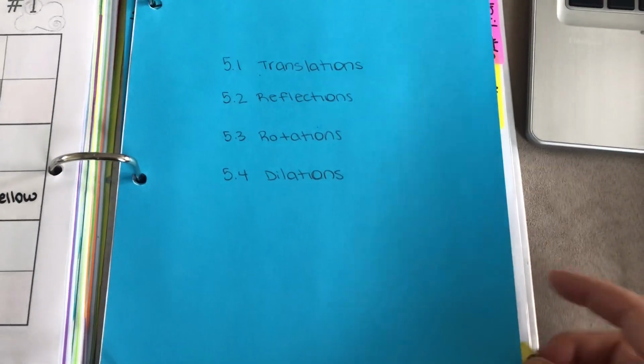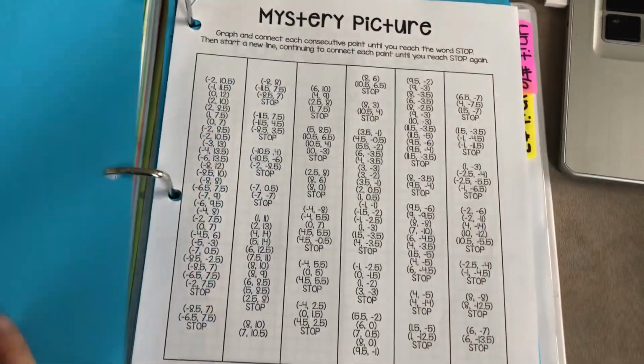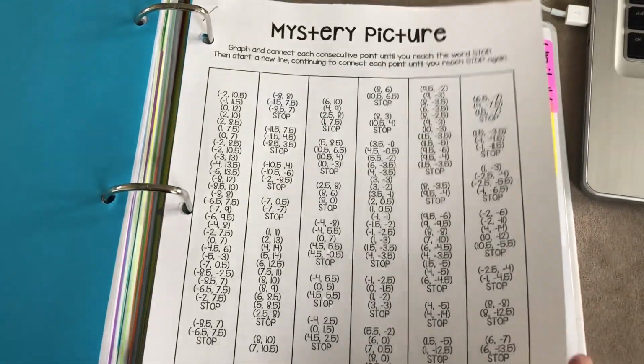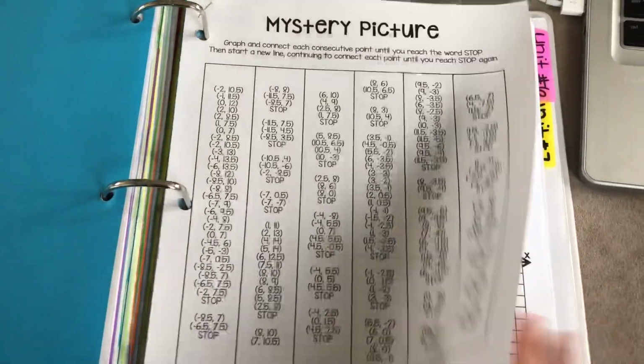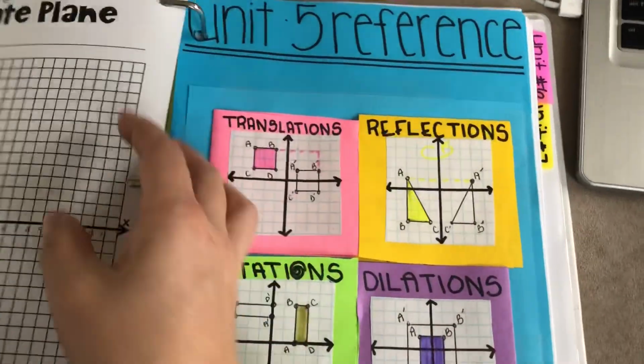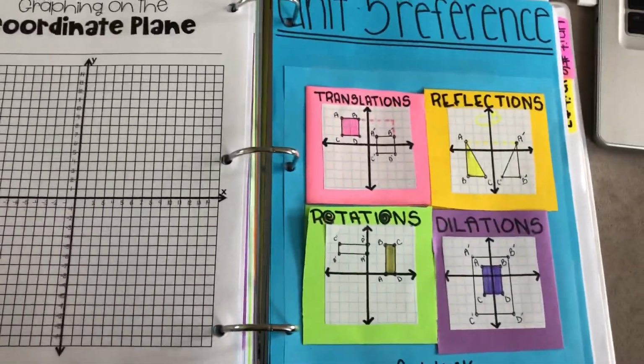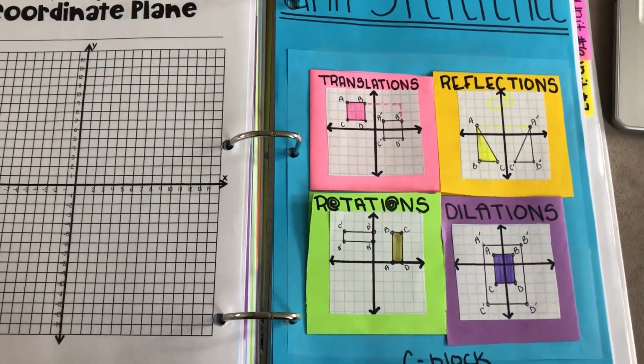So in Unit 5, we first plotted some stuff because we were moving some figures around the coordinate plane, so we had to practice plotting points. And then this is what we made together. These are the four major transformations that we talked about.